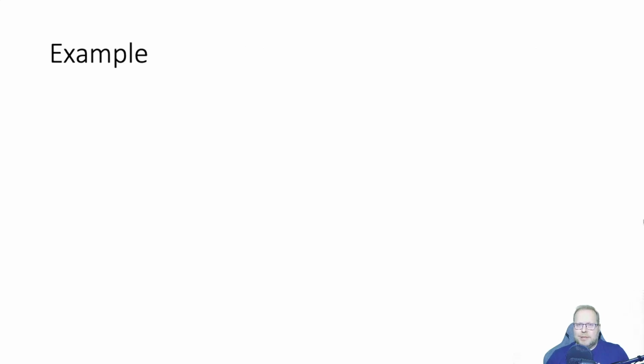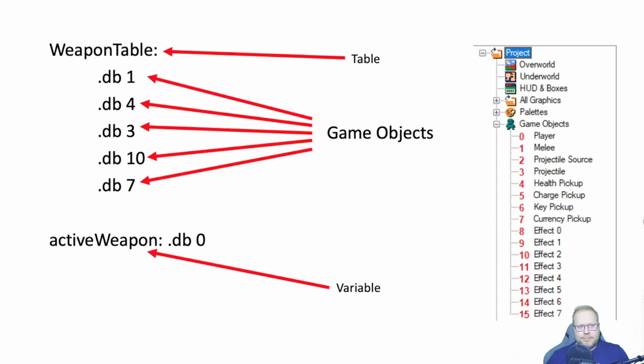So let's look at this example. Here I have a weapon table. I just call this table weapon table. And it has 1, 2, 3, 4, 5 entries. Now, like I said before, we have a lot of different numbers going around, and it's all about numbers, but we have to give these numbers meaning.